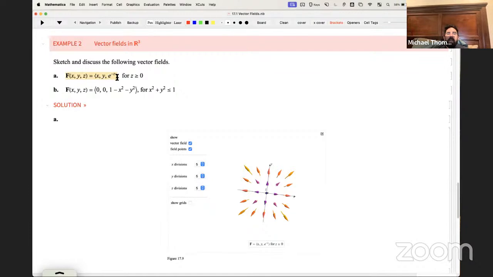So the only thing left really is to determine what the third component of the vector field is, which is e to the negative z. So I'm going to back these off a little bit.